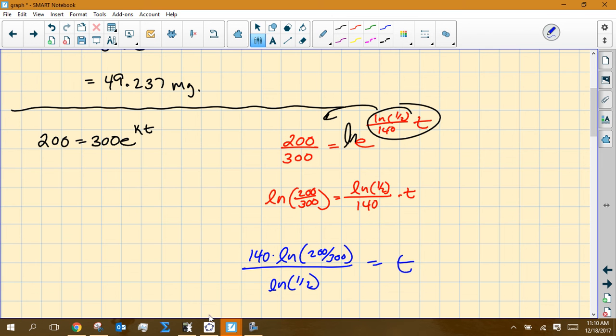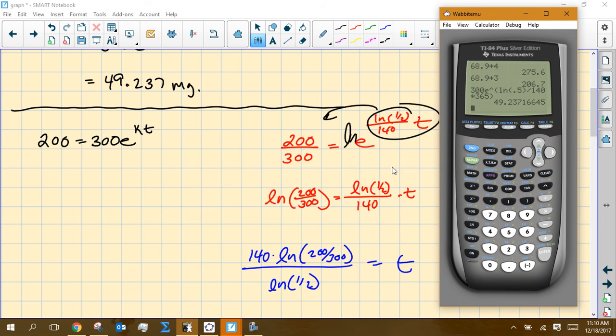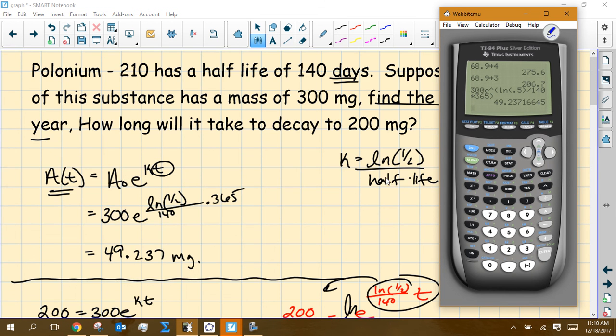Typing that stuff in, then we're going to get, now just think about this, it says the half-life is 140 days, so we know that after 140 days we should get 150 milligrams. Well, we want to get to 200 milligrams, so we didn't get quite a full iteration of 140 days. So maybe this is going to be around 120 days. We'll just see.